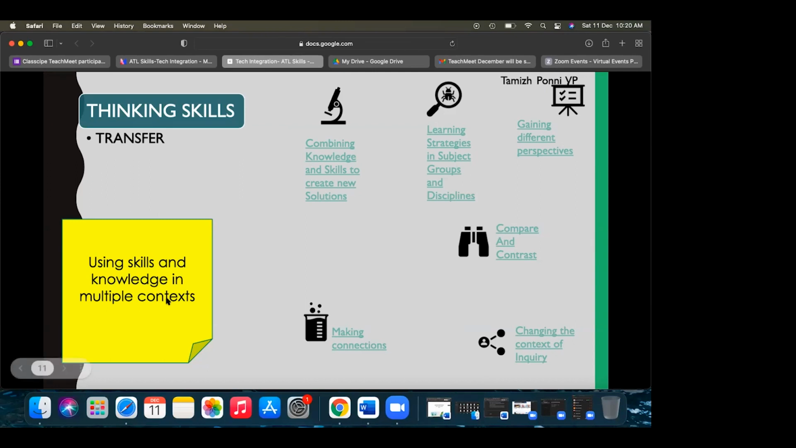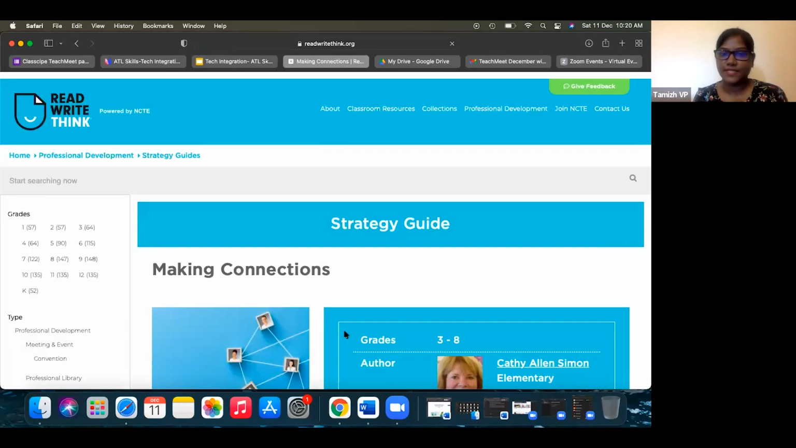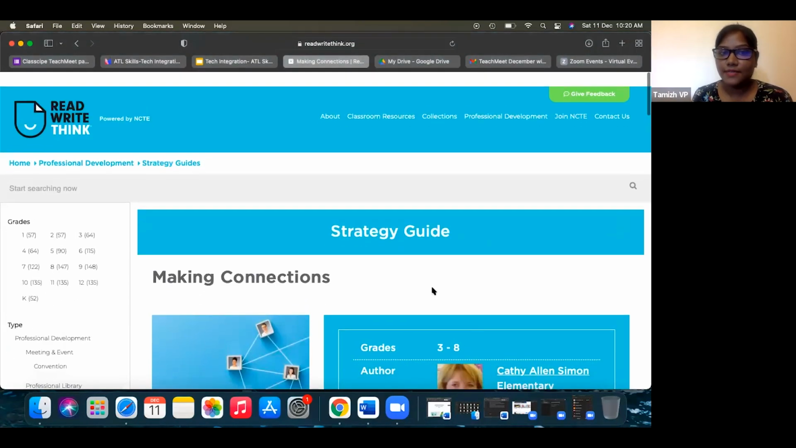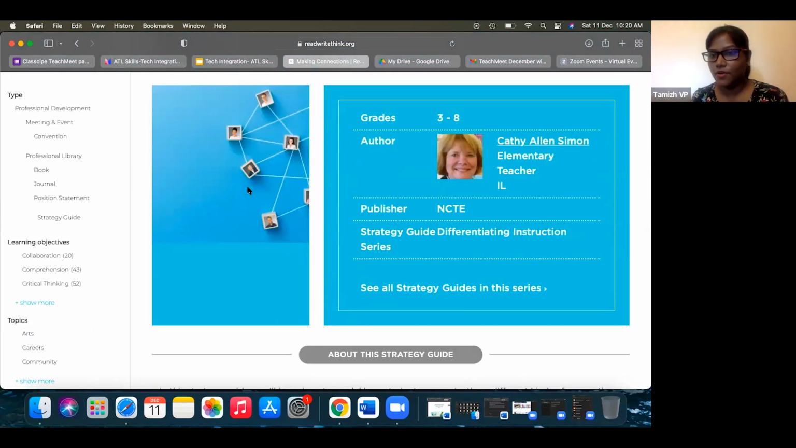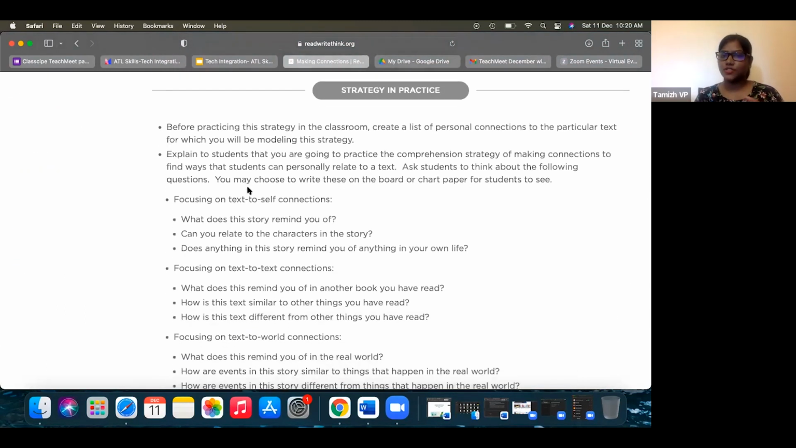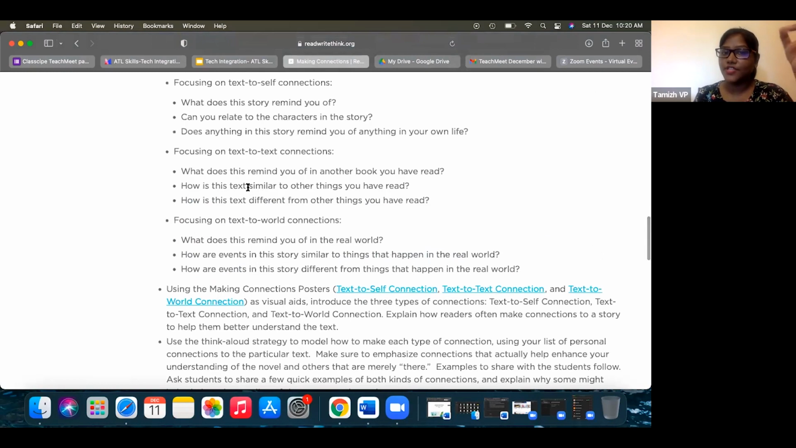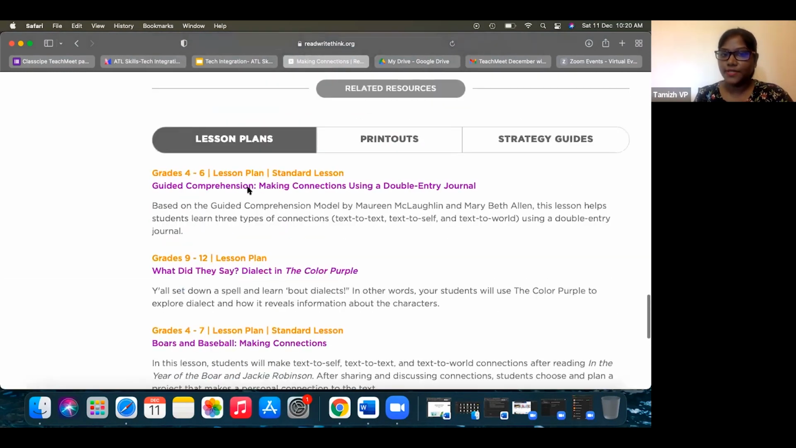Okay, so when it comes to thinking skills, transfer is taking the knowledge that you have in one subject and applying it in the other one. So this is my favorite, that is, to make connections, to come up with new relationships and establishments. Here, there is a wonderful activity on Read, Write, Think that I found by this author called Kathy Allen Simon. So she talks about how to make text-to-text connection, text-to-self connection, and text-to-world connection. So all the related resources are over here.